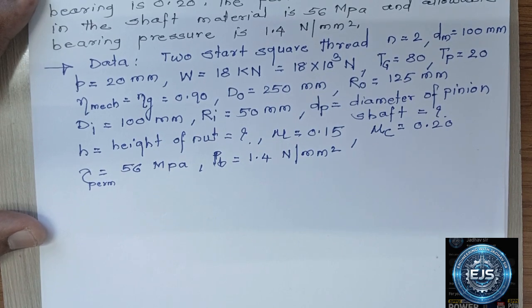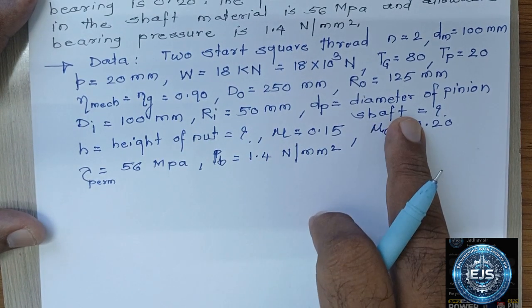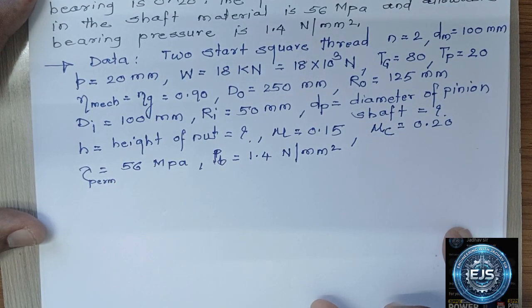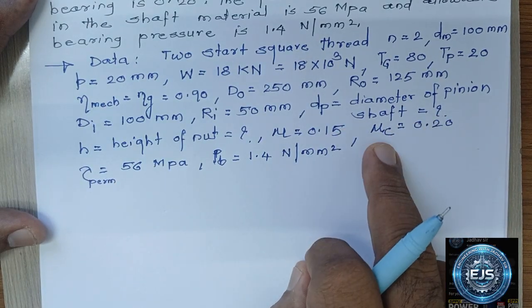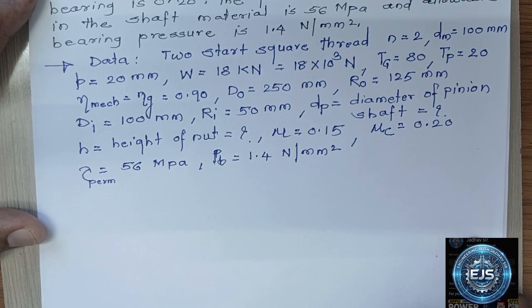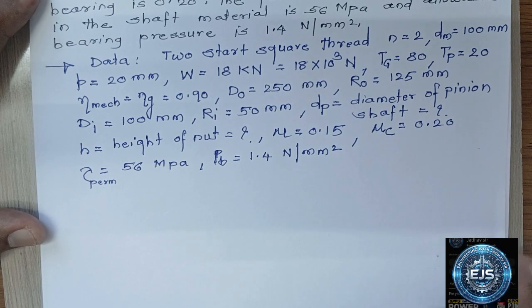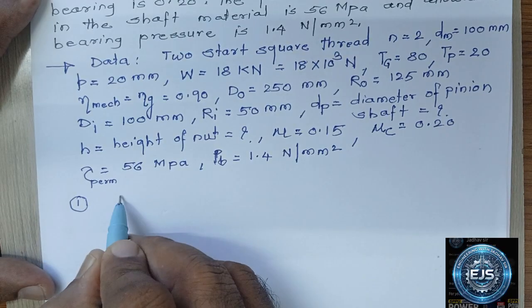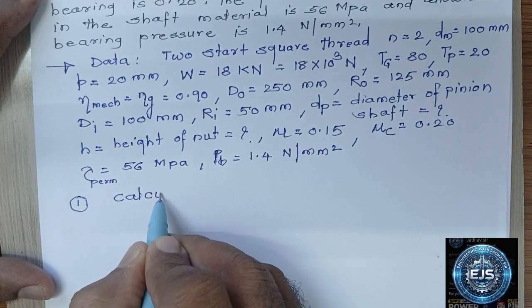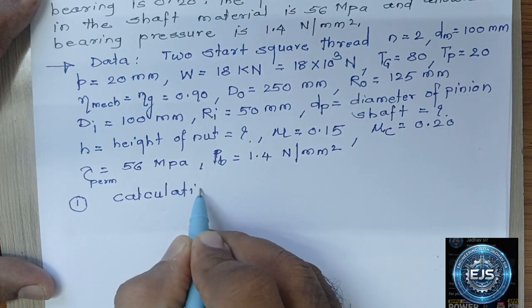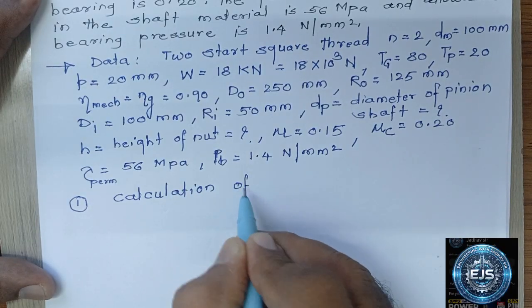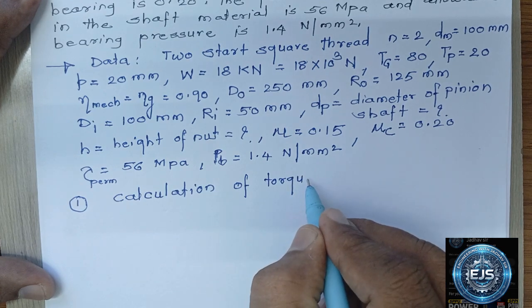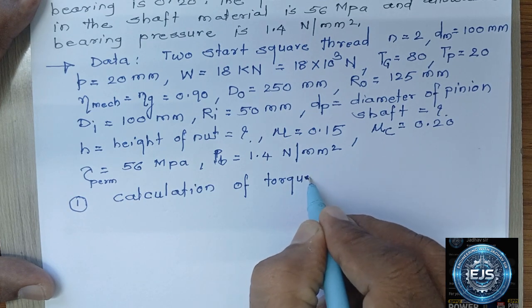In this case, we have to find out the minimum diameter of the pinion shaft and the height of the nut. For calculation of the minimum diameter of the pinion shaft, we need to first calculate the total torque required for this case. So our first step is calculation of the total torque for this screw.